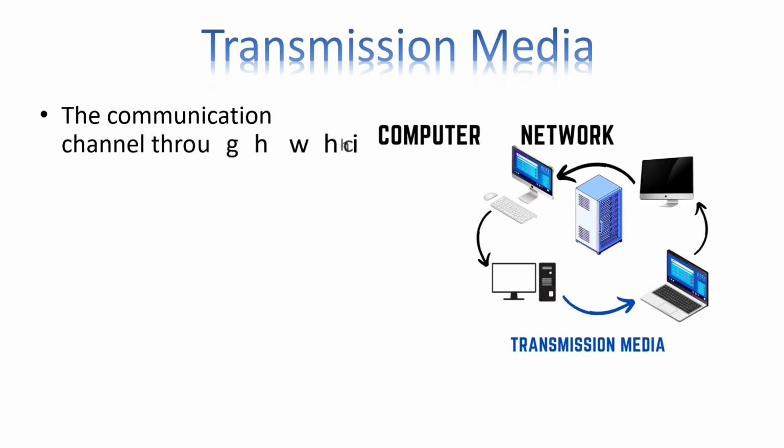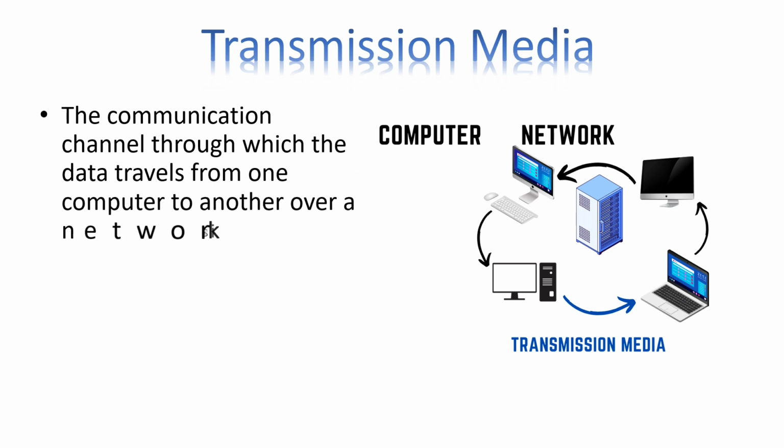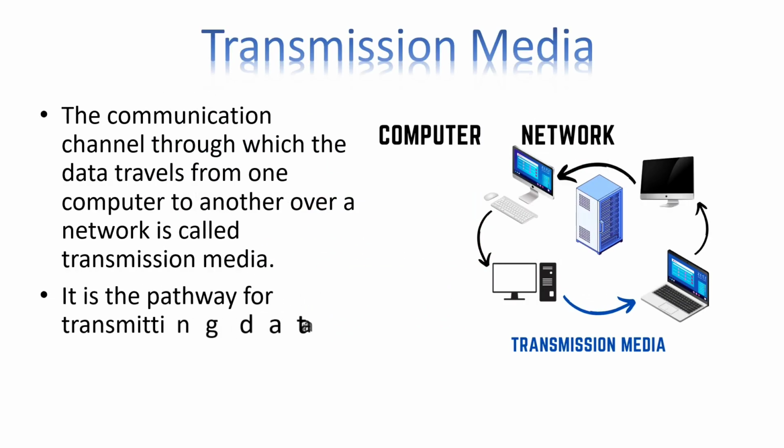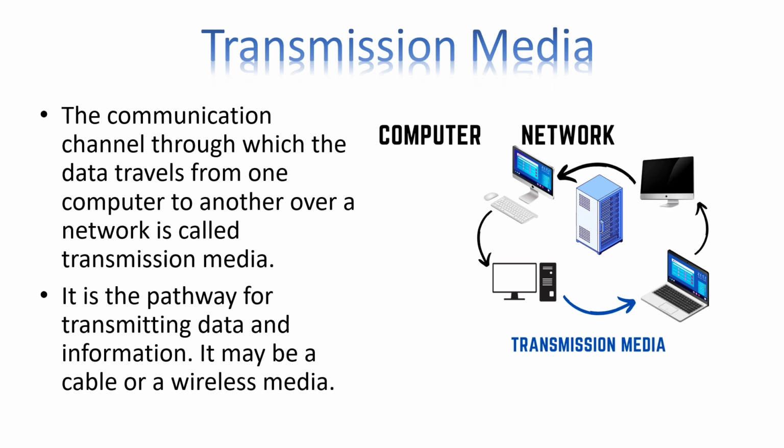And the next networking component is the transmission media. Actually, the communication channel through which the data travels from one computer to another in the network is known as the transmission media. It is also the pathway for transmitting the data from one computer to another. And this transmission media can be a physical path like cables or a wireless path like Wi-Fi or Bluetooth. So it is one of the important components of network that helps to carry the data from sender to receiver in the network.